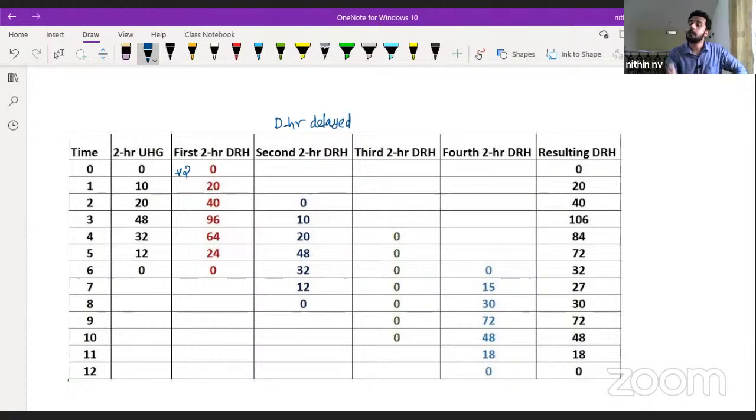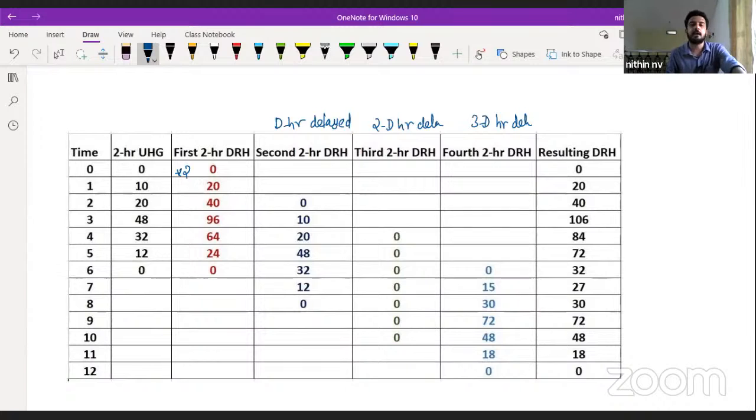Sorry, unit hydrograph is actually a kind of DRH with runoff 1 centimeter. So this is 2 times D hour delayed. So this is 3 times D hour delayed. Are you understanding? Are you getting the same data? Just to save time, I have just shown that. Is it clear, everyone? Please comment. Yes or no? Yes, very good.